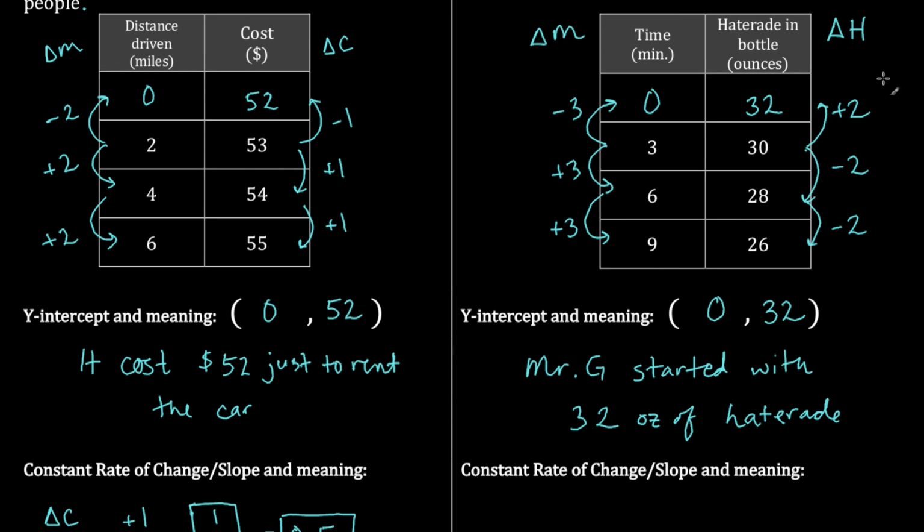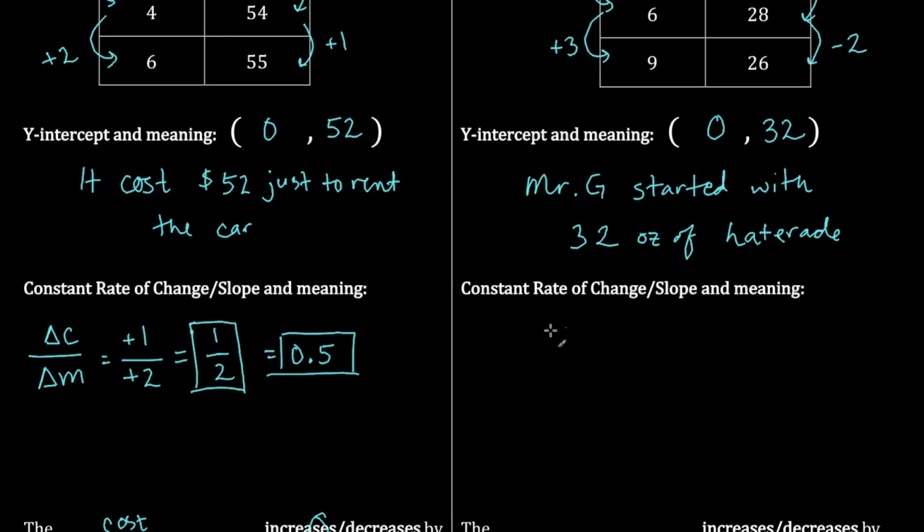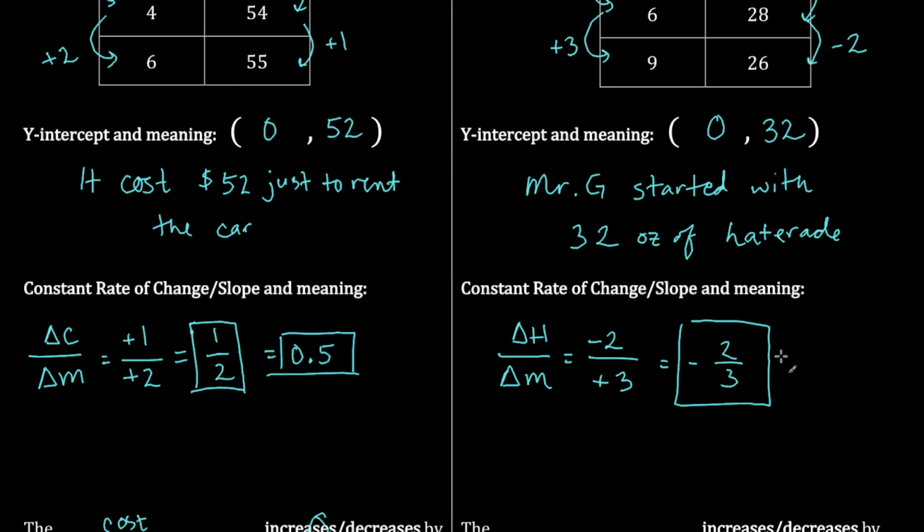My constant rate of change. So the change in haterade over the change in minutes. The haterade decreased by 2 ounces when the time increased by 3 minutes. Cool. So a negative over positive is a negative. I can't reduce these, so in decimal form it is negative 0.66 repeating.